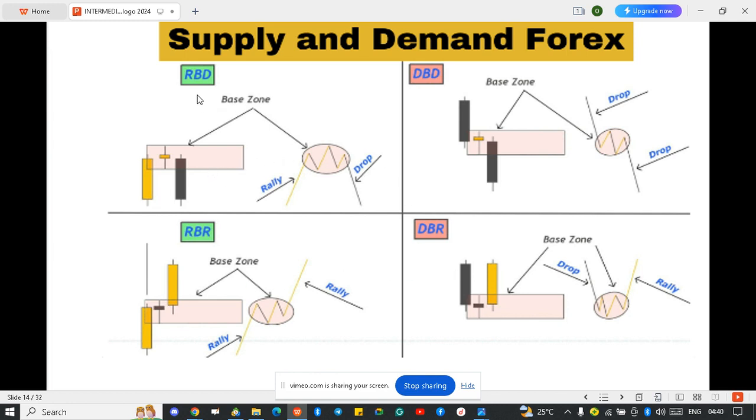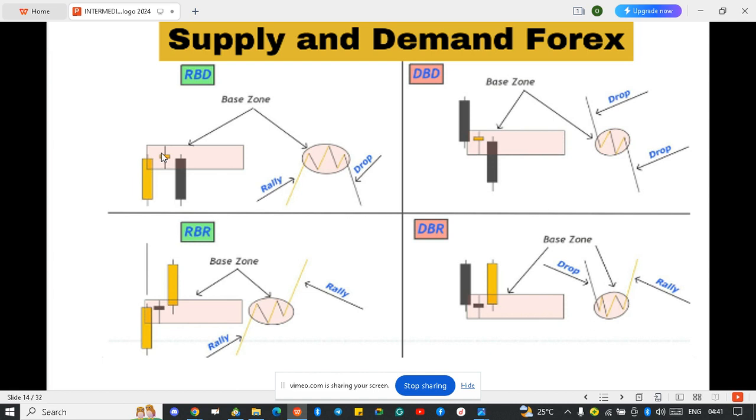So the one in this first quadrant here is what we call your swing supply zone, and it is characterized by a rally, a base, and a drop. Now the rally is a buy candle followed by a single base. It could be any color. It could be a red candle.